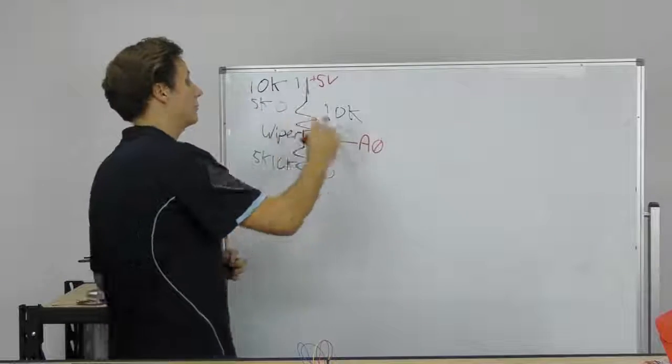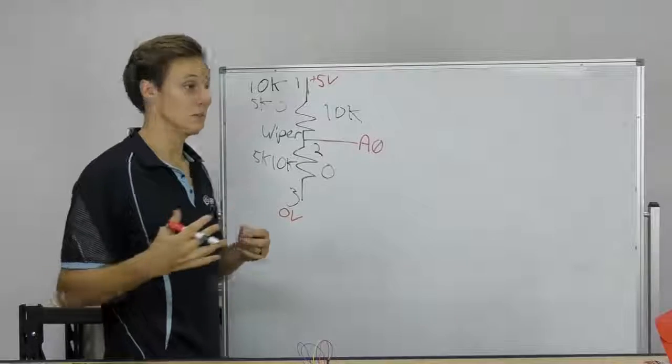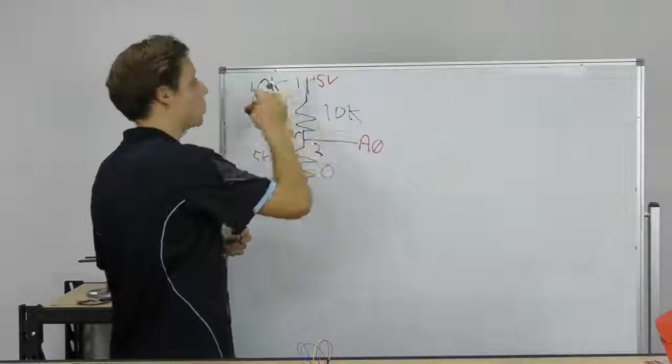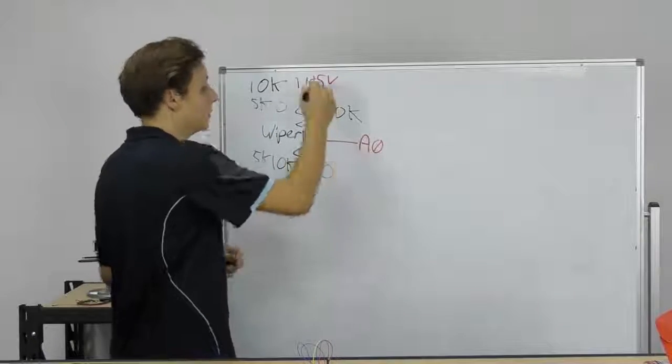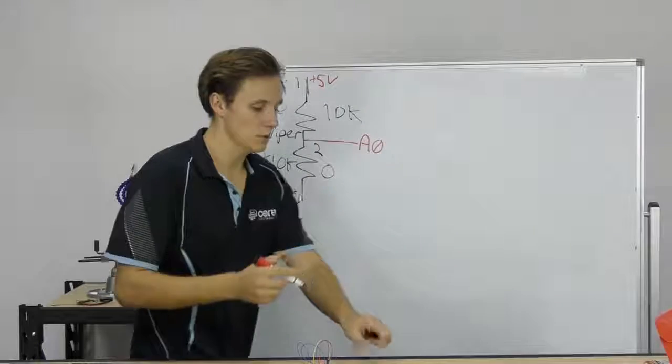And then the output voltage, when it's configured like this as a voltage divider, will output according to the ratio. So when it's halfway in the middle, it will give you 2.5 volts.